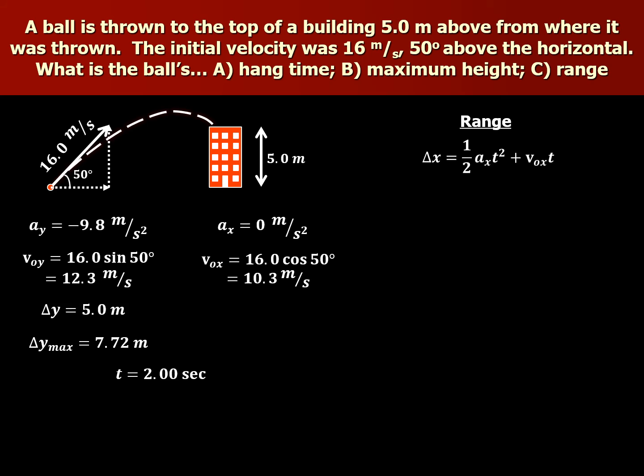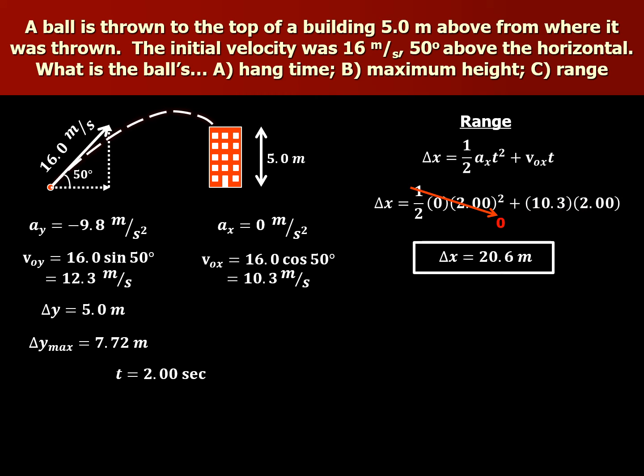So displacement in the x direction equals 1/2 times acceleration in the x direction times time squared plus initial velocity in the x direction times time. 0 times 2 squared times 1/2, that part goes away because it's all being multiplied by 0 acceleration, as you can see right here. So that leaves us with 10.3 times 2, and that leaves us with 20.6 meters as our range.